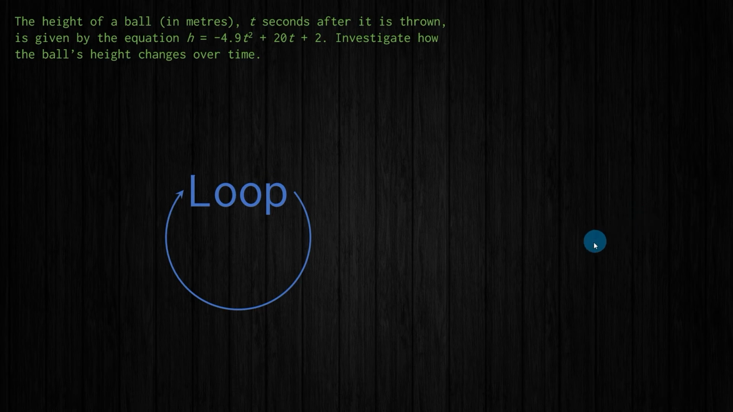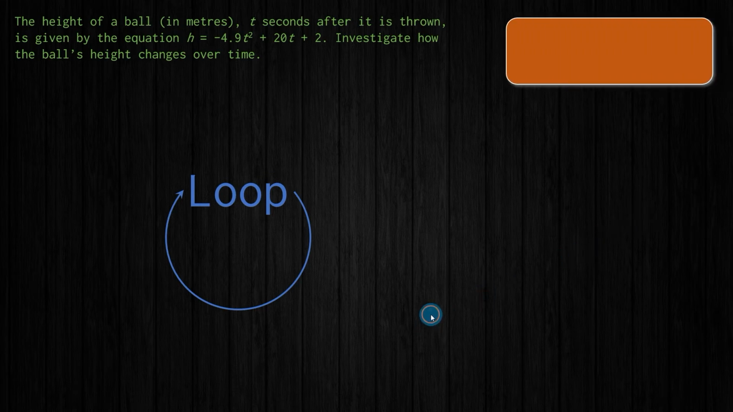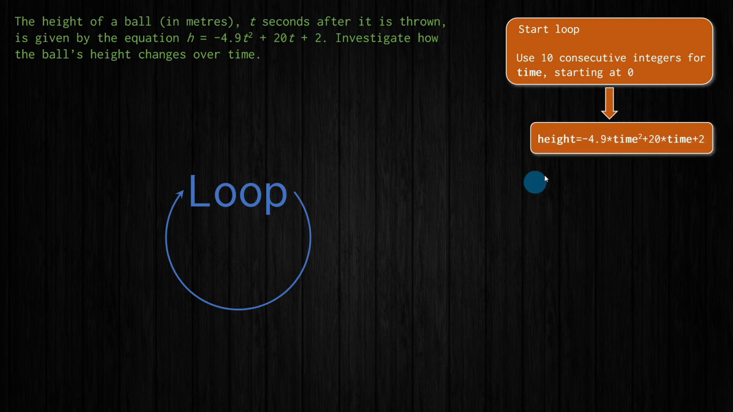So how can we do that? Well, first of all, we need to start a loop, and we have to tell Python how many times to do that loop. So we'll say, let's use 10 consecutive integers for time, starting at 0. So 0, 1, 2, 3, 4, 5, 6, 7, 8, 9. Start at 0, go up 10 consecutive integers, and each time we do that, we'll calculate the height. So we'll calculate the height for 0 seconds, then for 1 second, then 2 seconds, and so on.